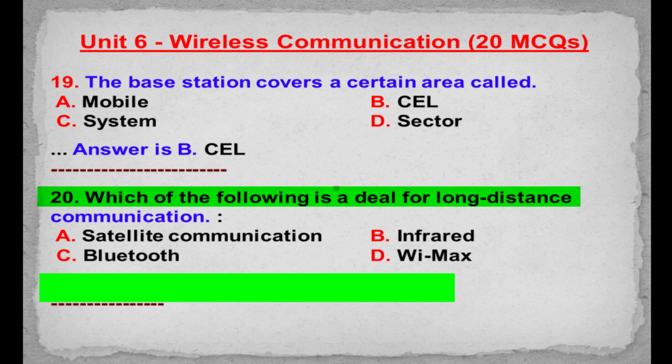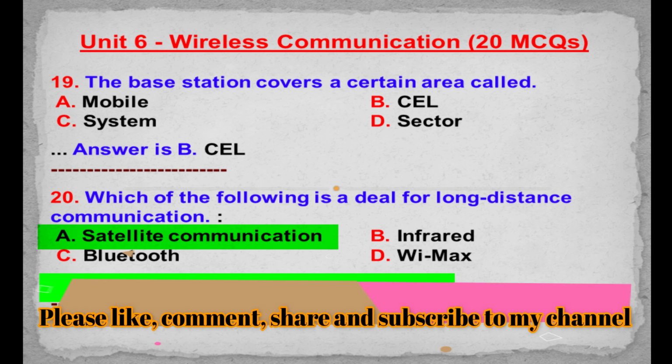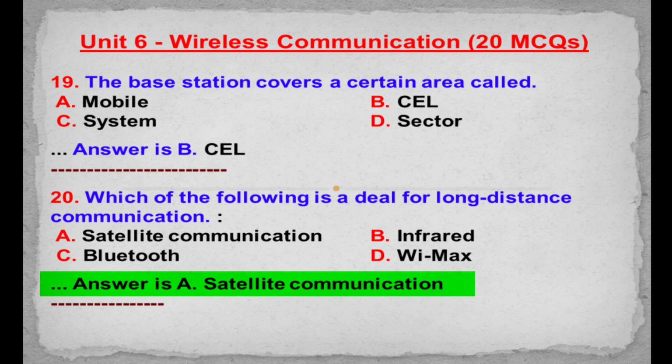MCQs number 20. Which of the following is ideal for long-distance communication? Option A, satellite communication. Option B, infrared. Option C, Bluetooth. Option D, WiMAX. Correct answer is option A, satellite communication.